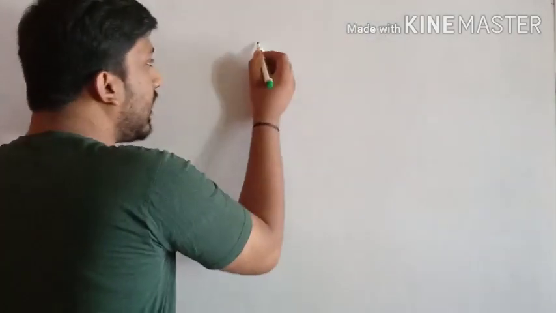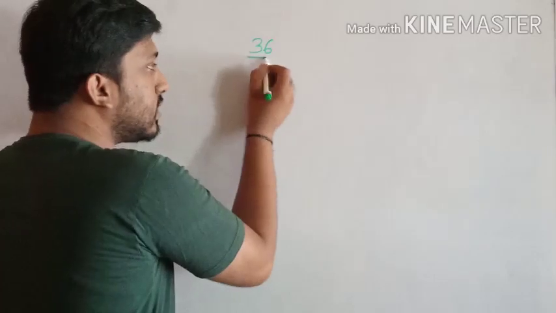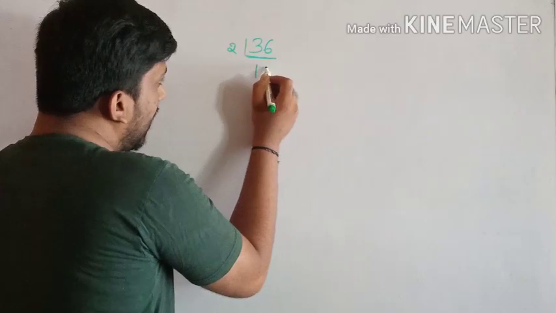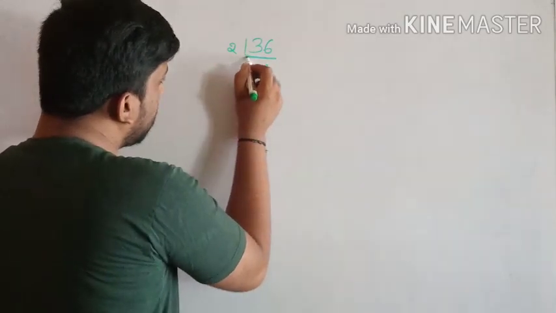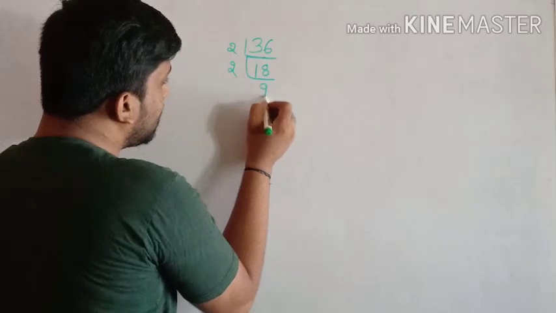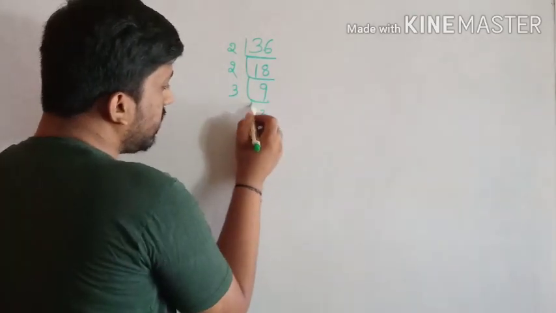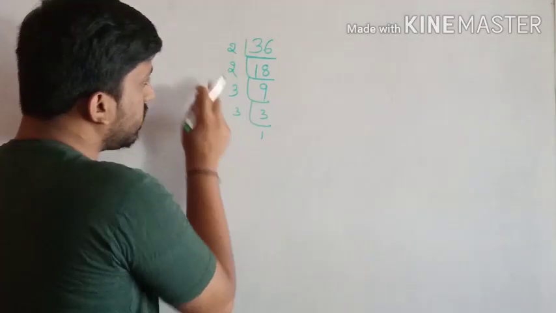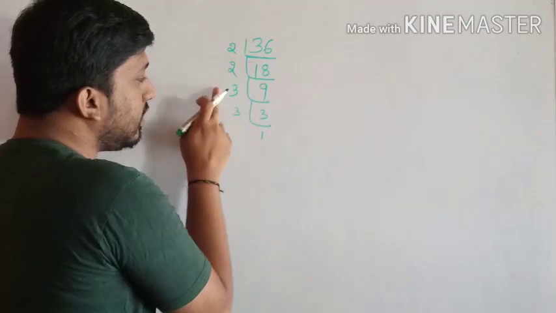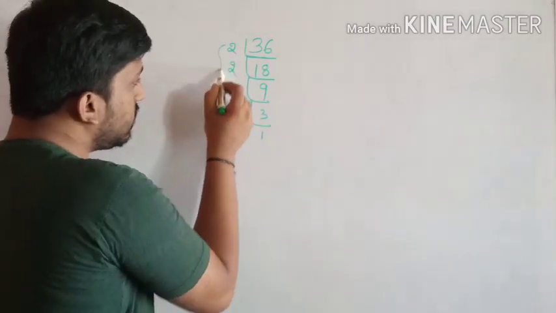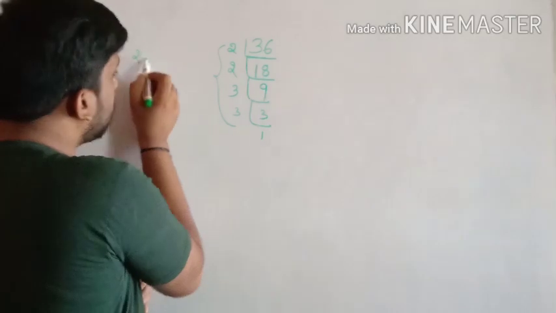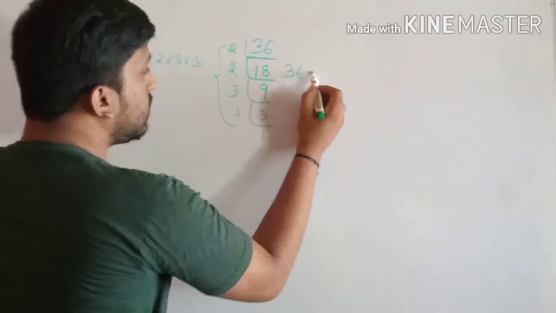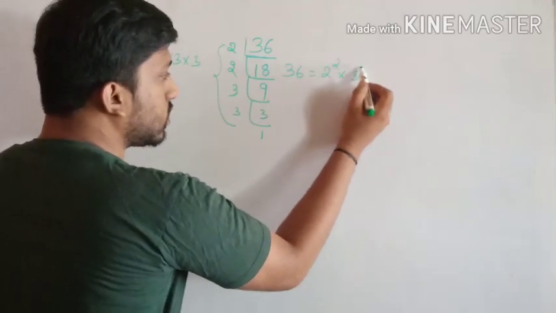See, for example, if you take any number like 36, we can divide it by taking 2 into 18 is 36, and again 2 9s are 18, 3 3s are 9, 3 1s are 3. So these are the numbers we got, that is 2 18s are 36, 2 9s are 18, 3 3s are 9 and 3 1s are 3. So these are the numbers which are called prime numbers, 2 into 2 into 3 into 3. So 36 can be written as 2 square into 3 square.